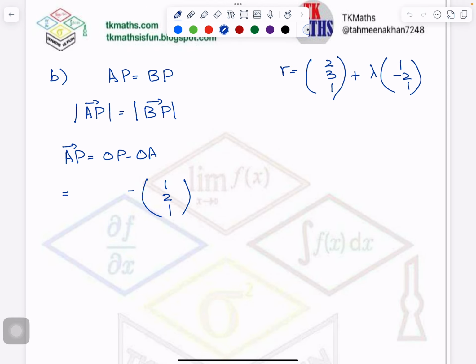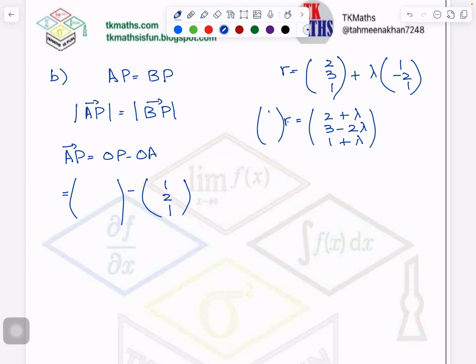So OA is given to us, but what about OP? Do you know OP? P is any point on the line, right? It is given in the question. So if I change this vector equation of the line into coordinates x, y, z, can I write it like this? Right, we can write it like this. And you know that R is basically x, y, z. So it means this is representing a point on the line. So in place of OP, I can write down this because it all depends on the value of lambda that we will find out. So now let me simplify it.